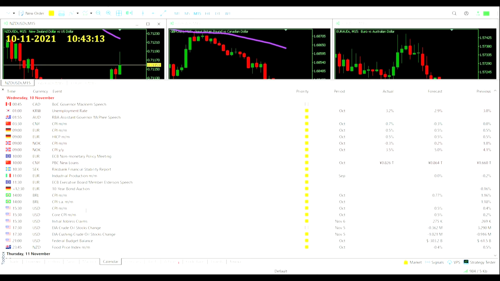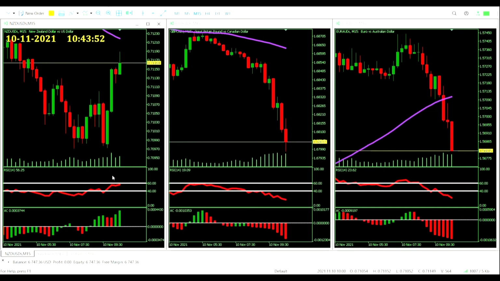It is Wednesday, so you get the oil stocks change at 5:30. And then late into the evening, federal budget balance on the US dollar at 9 o'clock. And right at the very end, 11:45, the food price index month on month from New Zealand. So 3:30 will be our focus for the economic calendar.